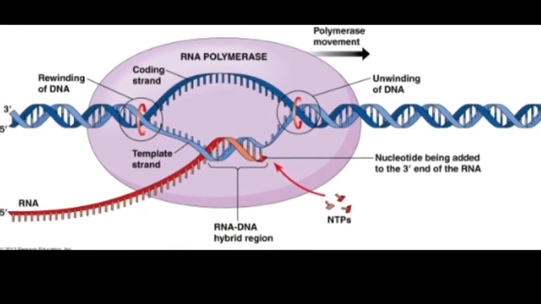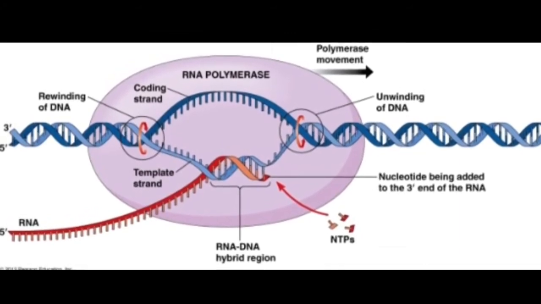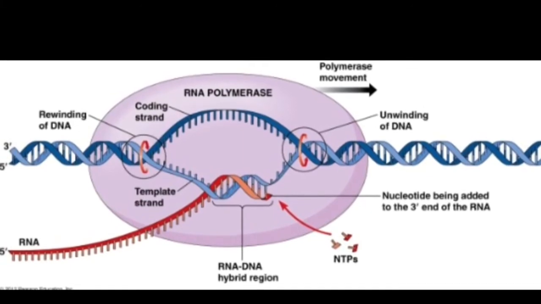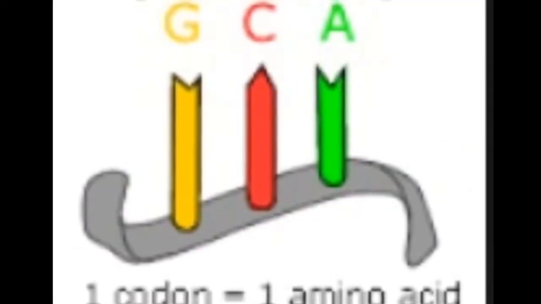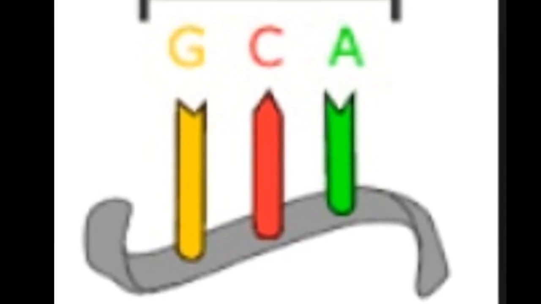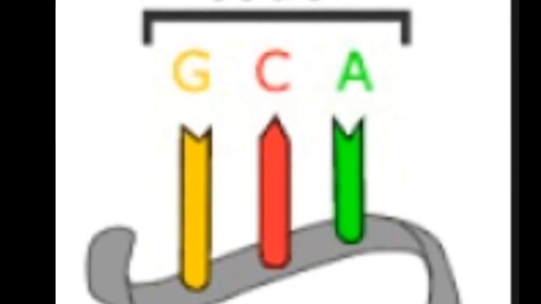The second step of transcription is elongation. In elongation, the RNA polymerase makes a complementary RNA strand from one of the DNA strands. This DNA strand is called the template strand. The complementary RNA strand has codons in it, which are 3 consecutive bases that specify a single amino acid to be added to the polypeptide chain. They are basically what make the polypeptide chain longer.